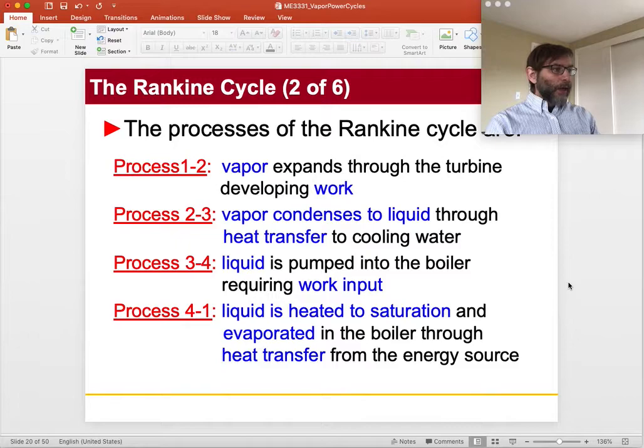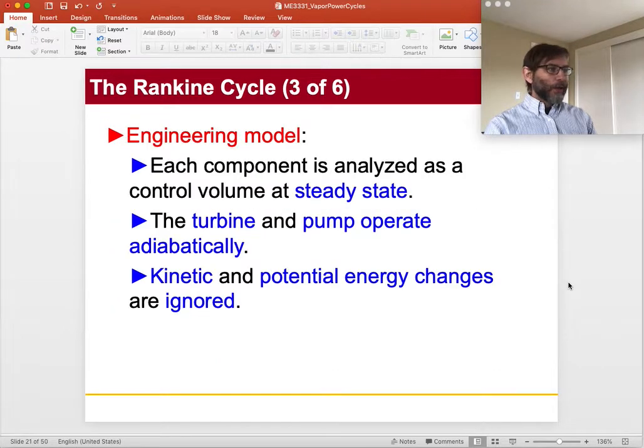Okay, and process 4 to 1 is liquid is heated to saturation and evaporated in the boiler through heat transfer by the energy source. All right, so this all sounds like just words until we actually look at the TS diagram, but we'll do that in a minute. Engineering model.